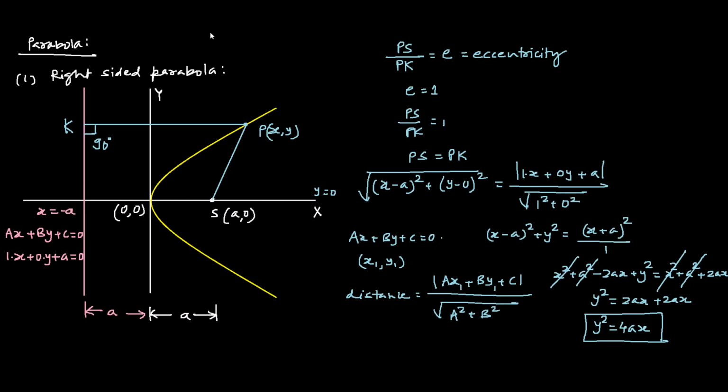Now, the line joining any 2 points on the parabola is called a chord, something like this. This chord is joining any 2 points on this parabola. Now we have a special chord which is passing through the focus, and this chord is perpendicular to the principal axis, and this chord is called the latus rectum.